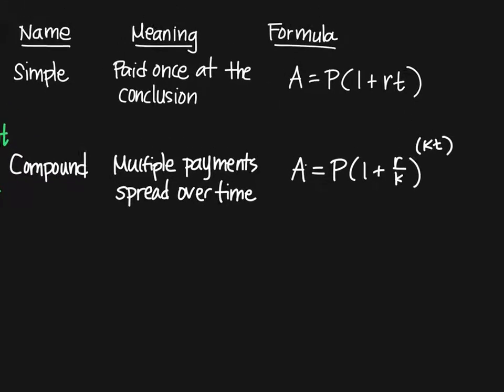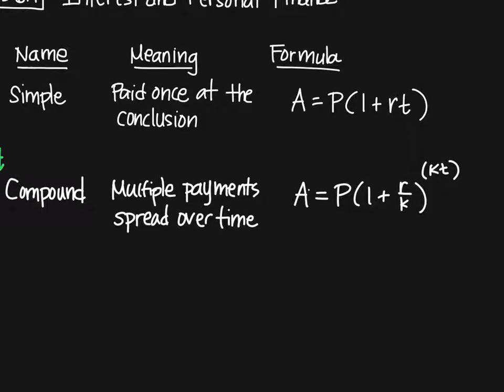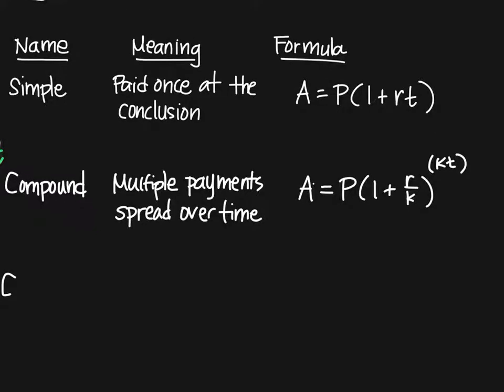All right, so you've got simple, you've got compound, and you've got the meaning of those two things. Either you're making one payment and final and done, or you're making multiple payments spread over time. The final kind of interest is called continual interest. This is the worst kind if you're the person who is borrowing money.